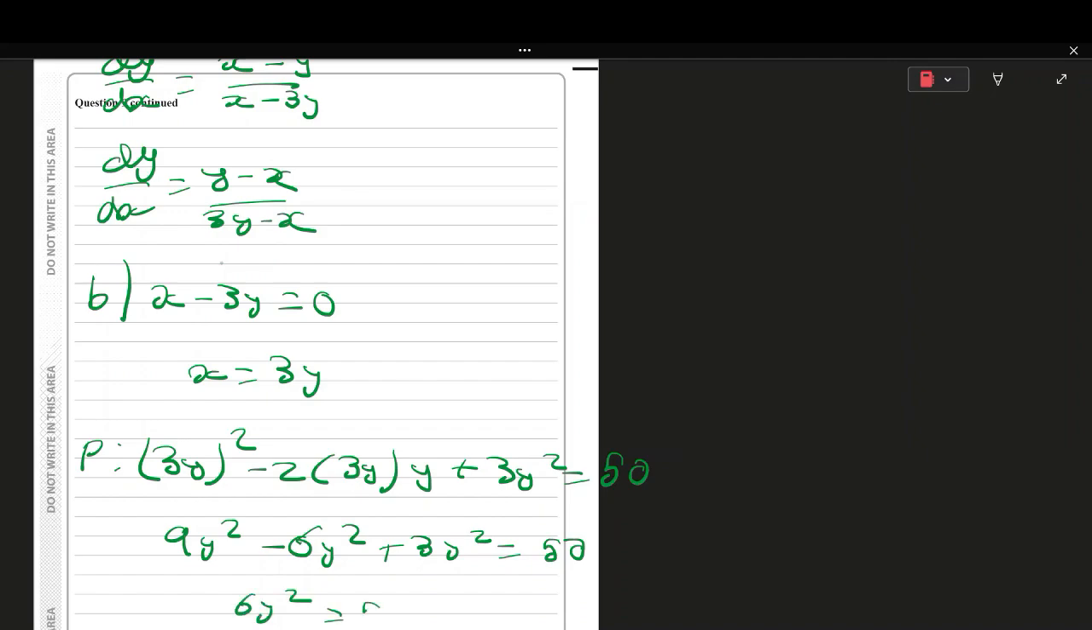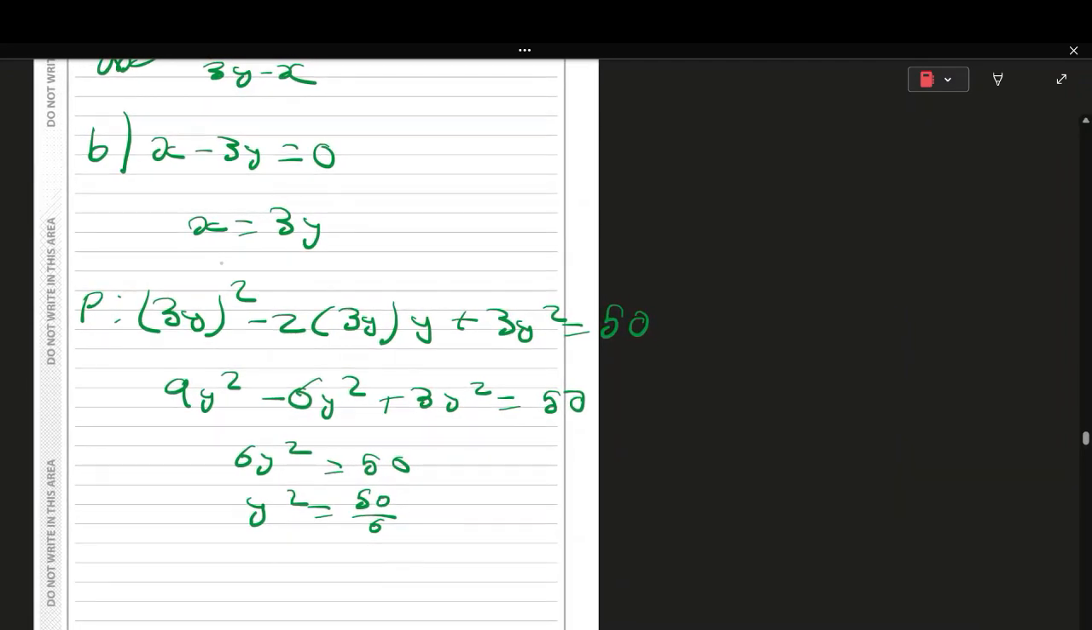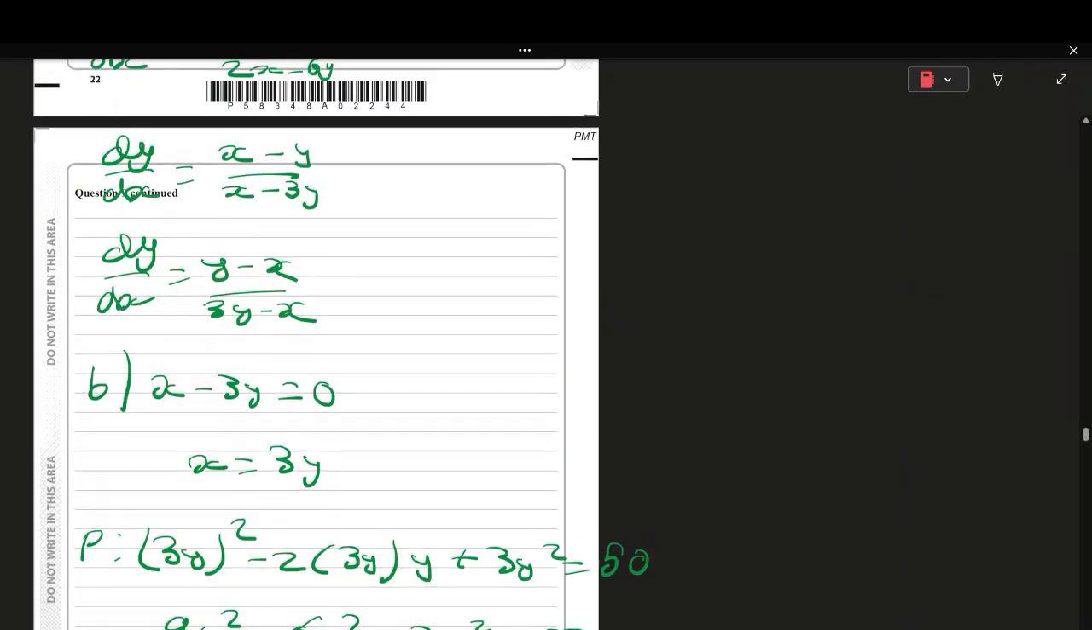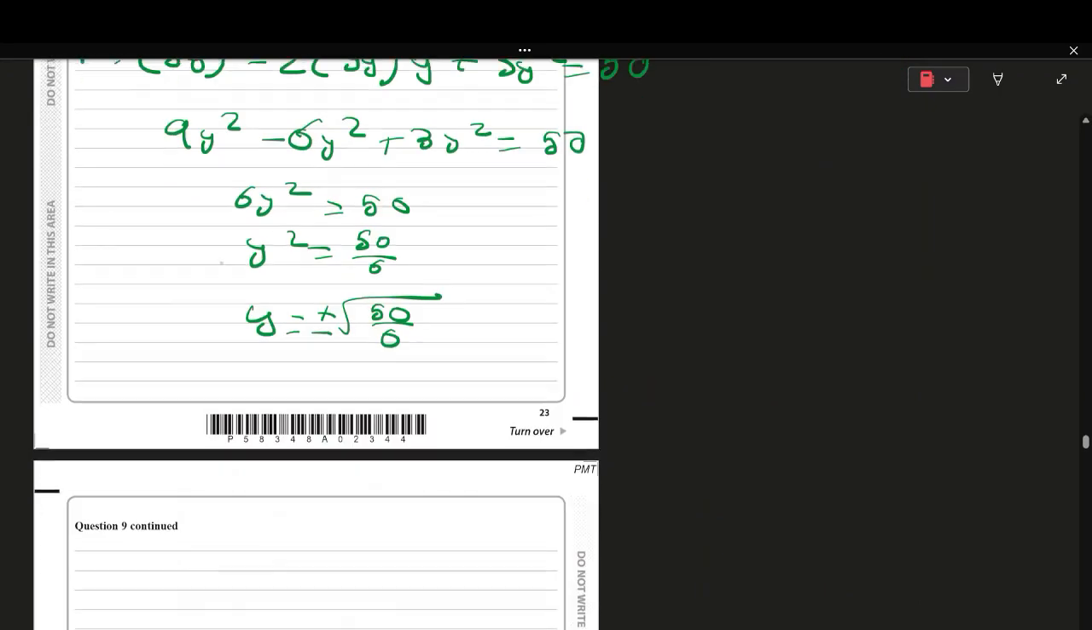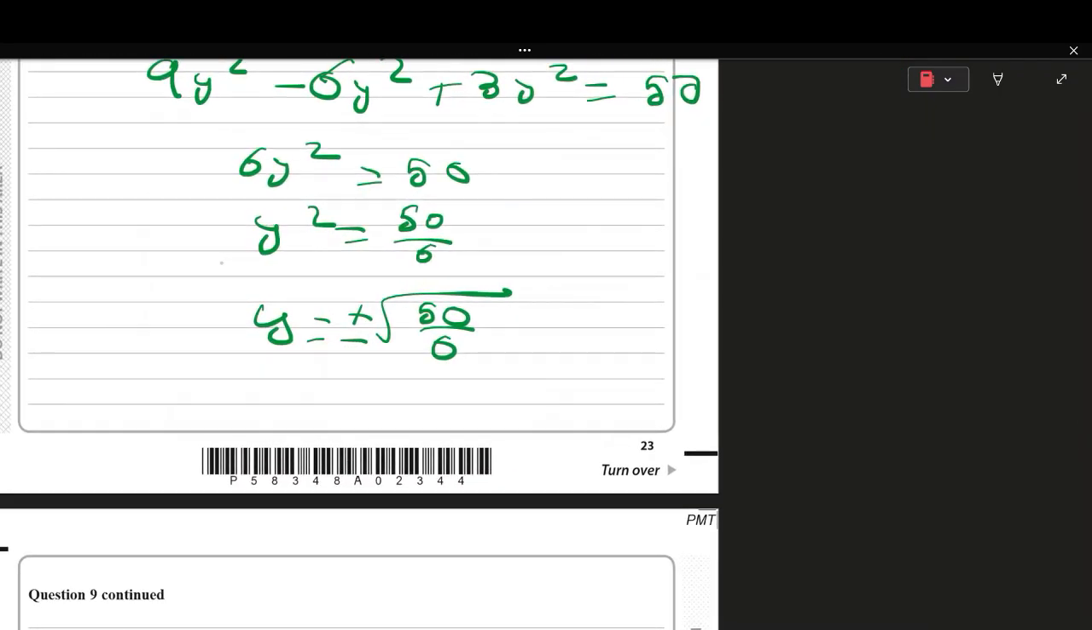Simplify, 6y squared is equal to 50. Y squared is equal to 50 over 6. So then y is equal to plus minus root 50 over 6. However, since on the graph this is obviously in the minus area, we need to choose the minus option. So then y is equal to negative root 50 over 6.